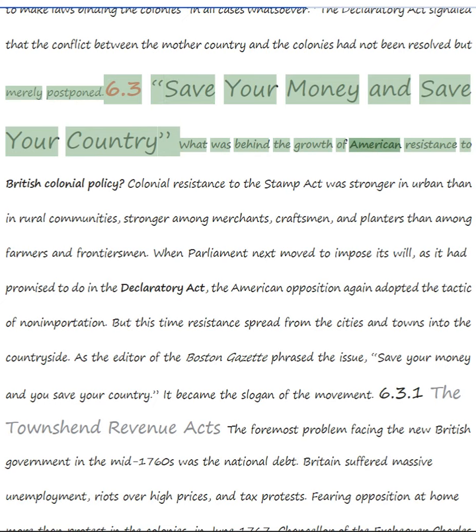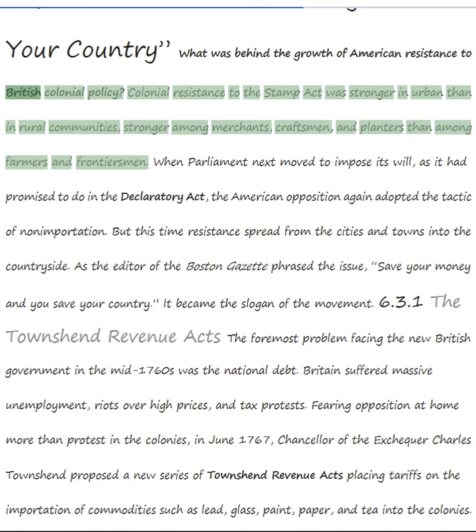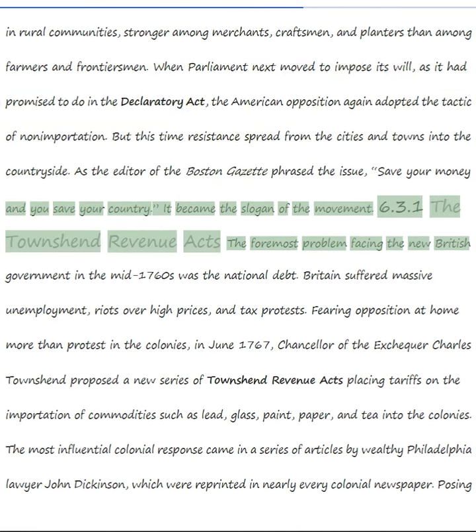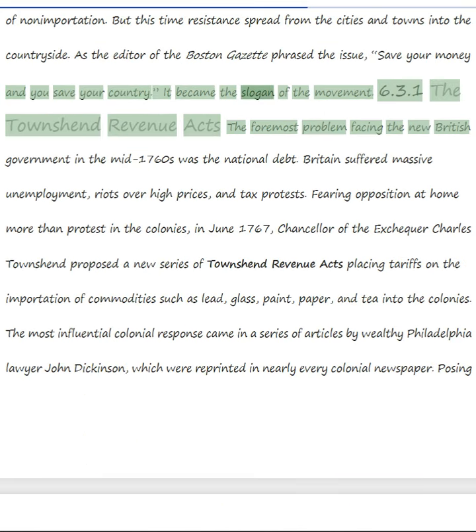6.3 Save your money and save your country. What was behind the growth of American resistance to British colonial policy? Colonial resistance to the Stamp Act was stronger in urban than in rural communities, stronger among merchants, craftsmen, and planters than among farmers and frontiersmen. When Parliament next moved to impose its will, as it had promised to do in the Declaratory Act, the American opposition again adopted the tactic of non-importation. But this time resistance spread from the cities and towns into the countryside. As the editor of the Boston Gazette phrased the issue, "Save your money, and you save your country." It became the slogan of the movement.